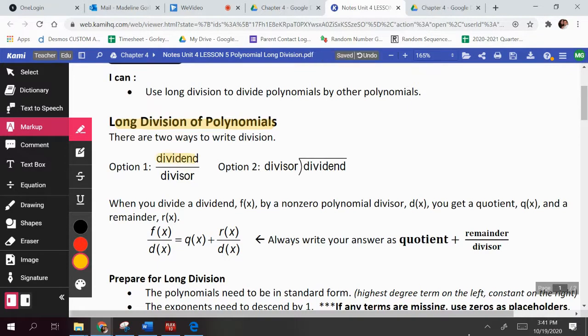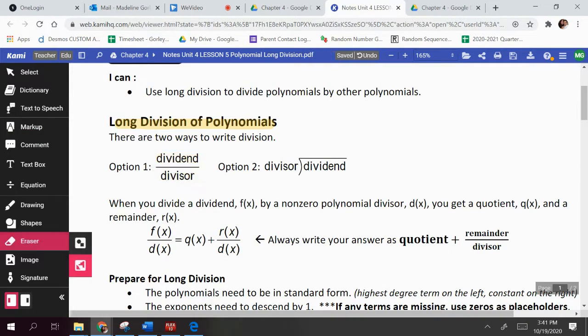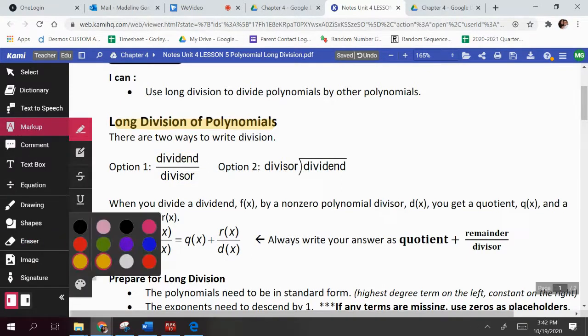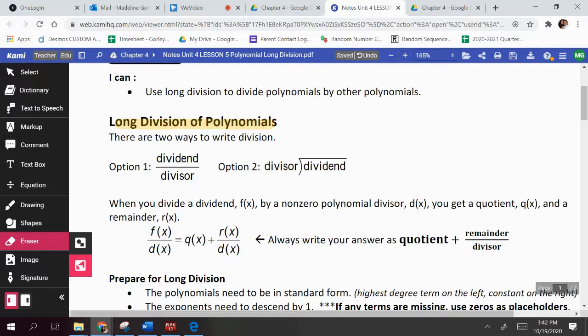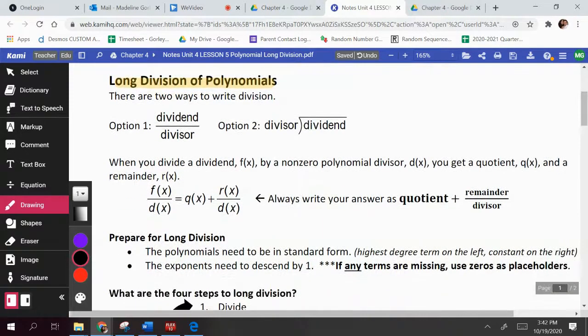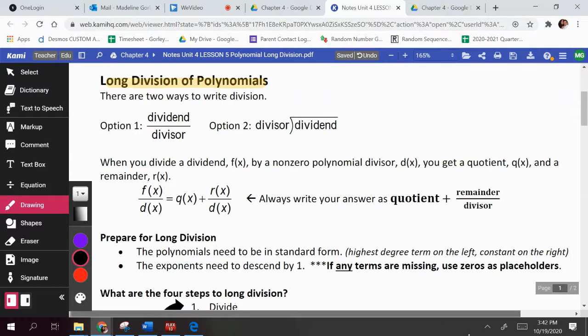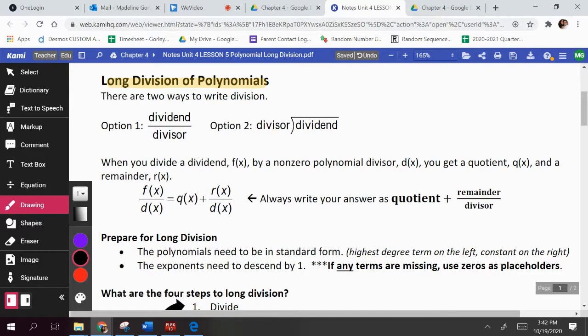You can either take the dividend and divide it by the divisor using this fraction bar. That means division. Option number 2 is to take the dividend and divide it by the divisor using this long division bar. They both represent division. When you divide a dividend, f of x, by a non-zero polynomial divisor, d of x, you get a quotient, q of x, and a remainder, r of x.